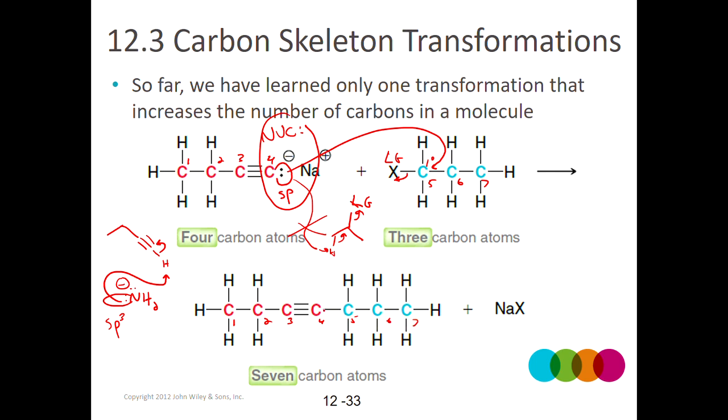So we're making this new sigma bond by having one carbon act as a nucleophile, attacking the other carbon. It's an electrophile because it has a leaving group attached and a nice partial positive to attract that negative in. So this allows me to extend my carbon chain, add more carbons, and control the structure.